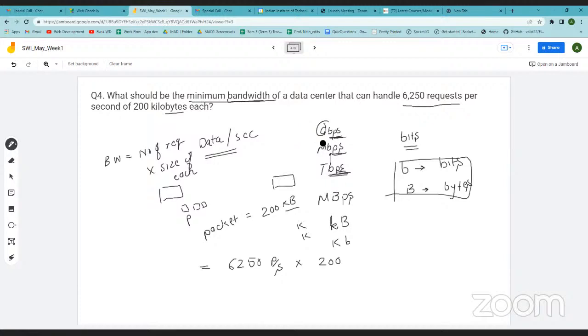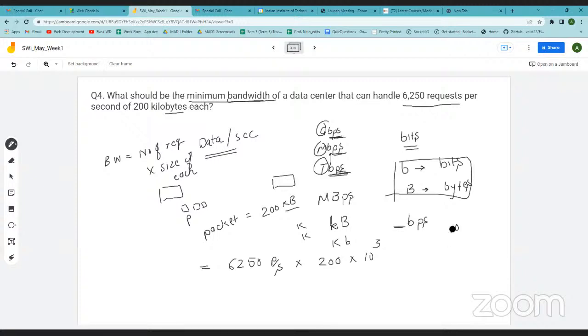You can put G, M, and T according to your will. Or whenever it comes in a question, it will come with the proper unit, asking in exactly what unit it wants. But what you need to take care of is what comes before BPS, depending on the question. So we'll find this answer in bits per second. It is 200 kilobytes, which means 200 into 10 raised to power 3 bytes.